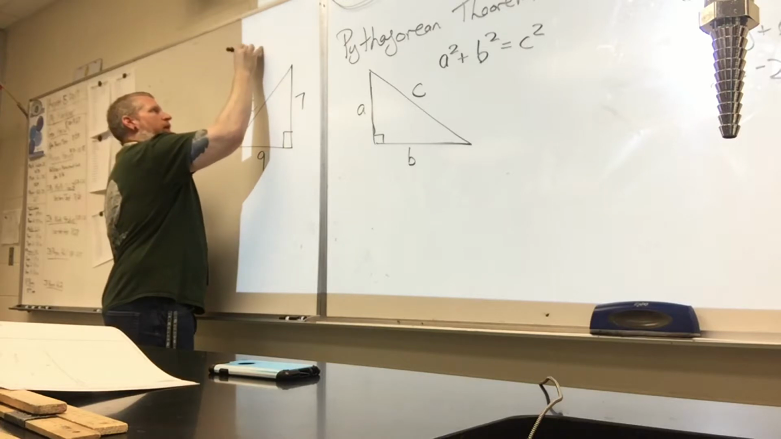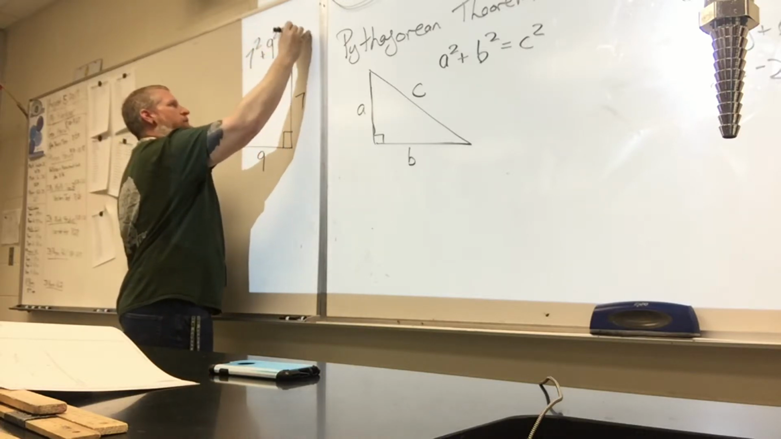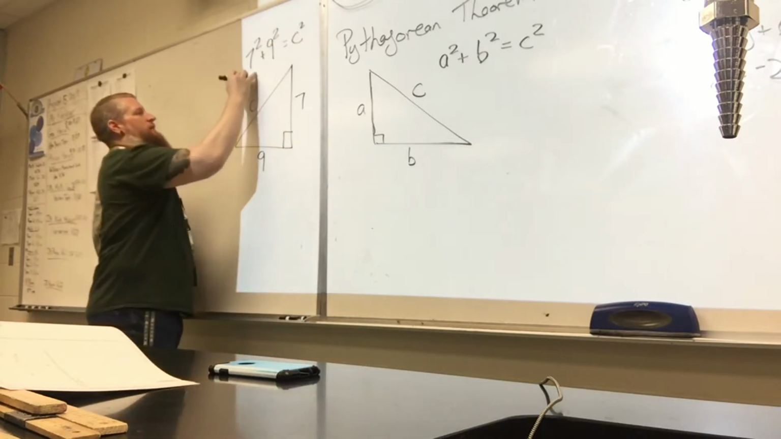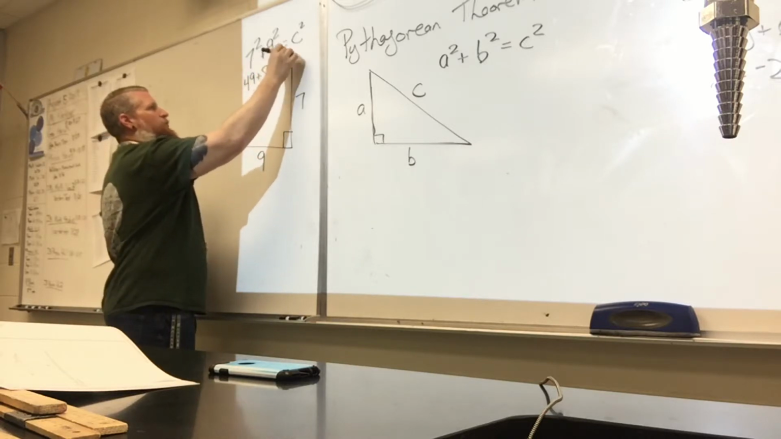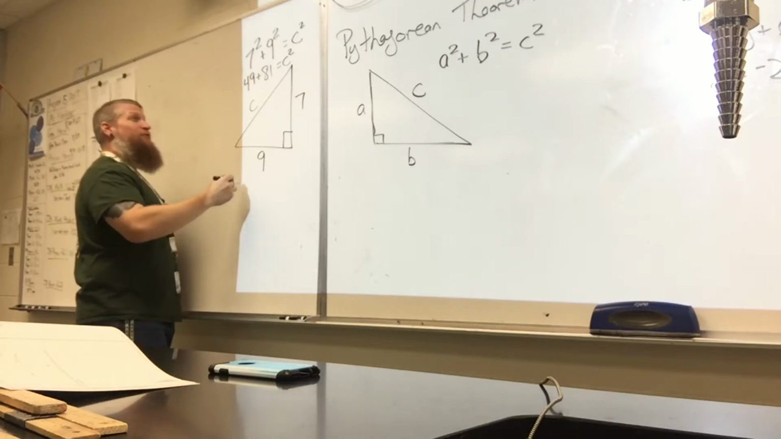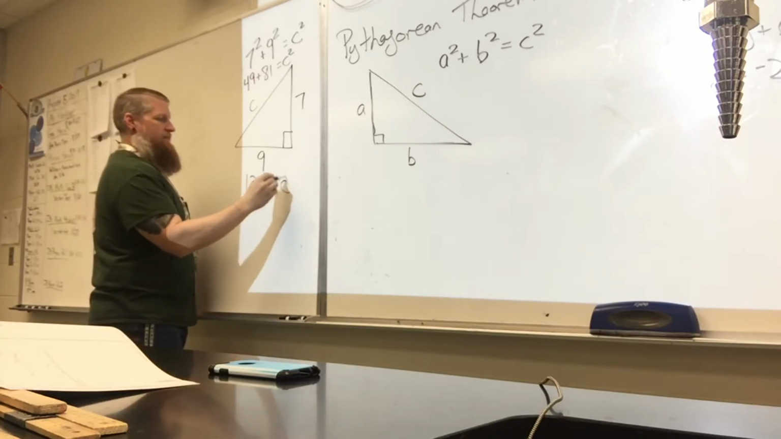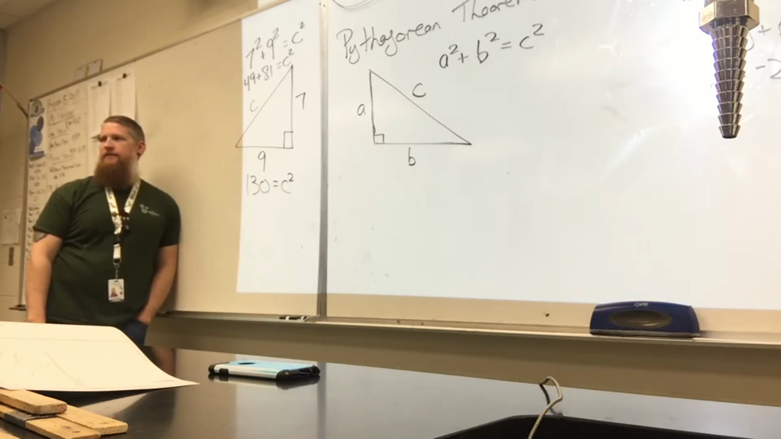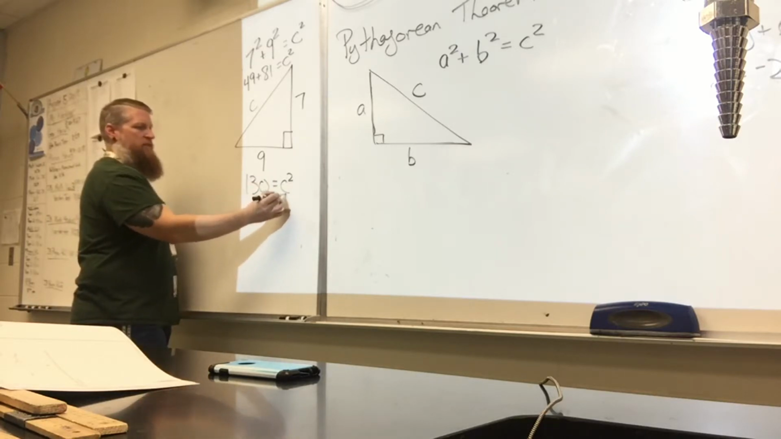So I got 7 squared plus 9 squared equals C squared. What's 7 squared? It's 49 plus 81. I think it's 130 equals C squared. And how do you get rid of the squared? How do you make it just C? The square root, right? Because if it's squared, the opposite is square root.